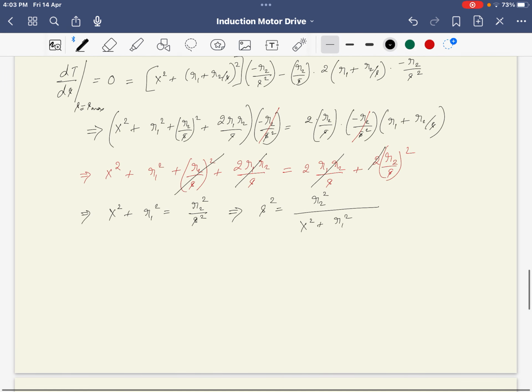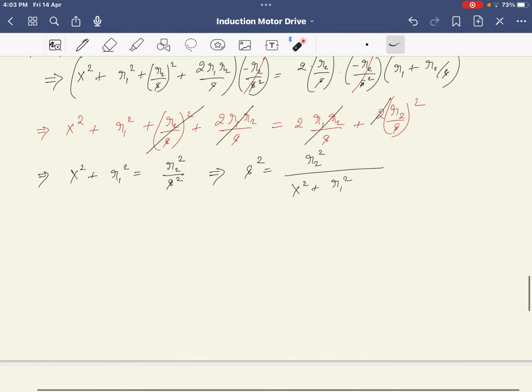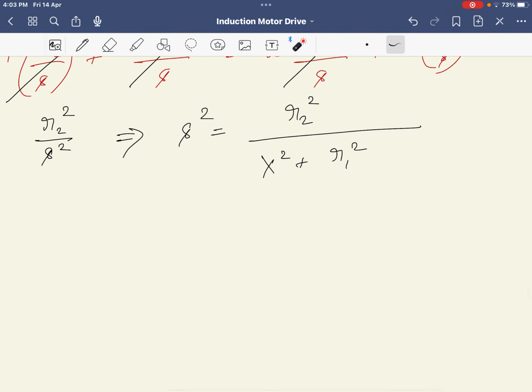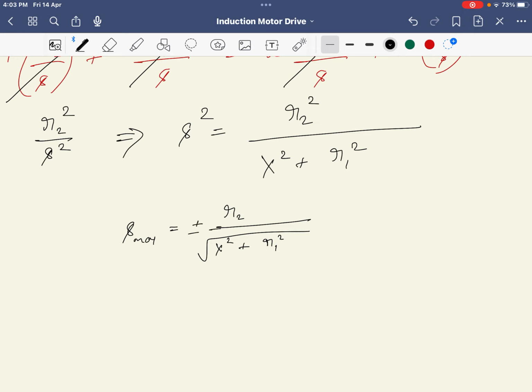What is this S? This is the term called S max, the slip at which maximum torque will occur. So we can write S max is equal to R2 by root over X square plus R1 square, with a plus minus sign over here. Why plus minus? Because this is a square term, right? So we can have both a positive value and a negative value. In case of forward motoring, it is positive. In case of reverse motoring, it is negative.